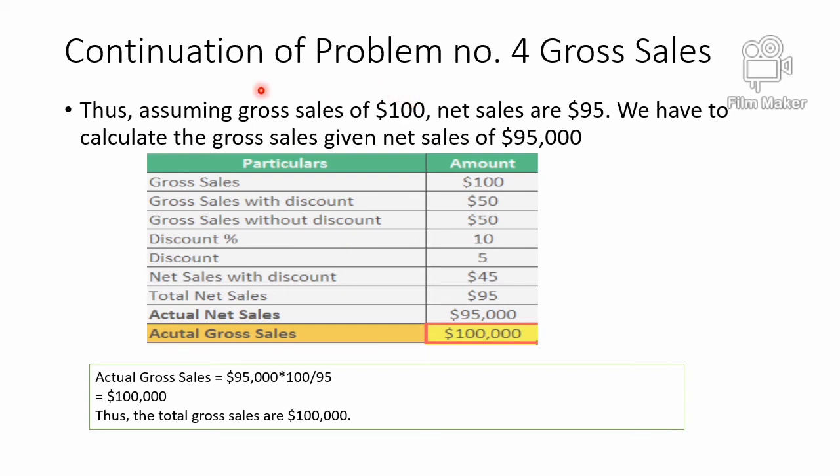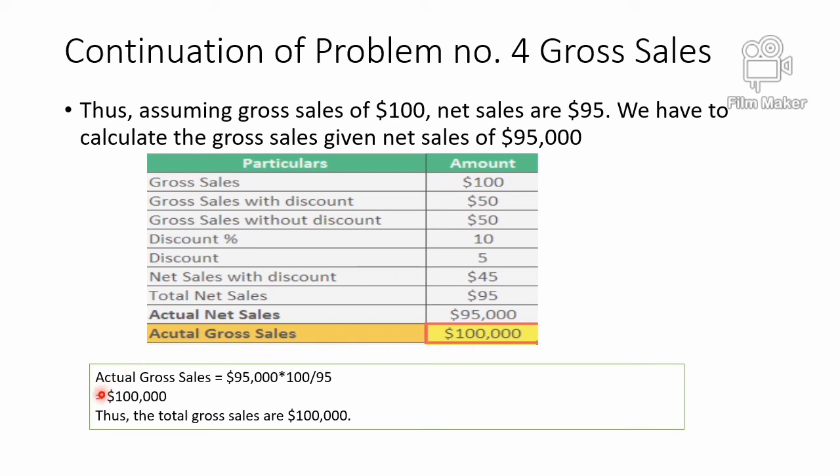So let's continue problem number 4 of gross sales. Thus, assuming gross sales of $100 and net sales of $95, we have to calculate the gross sales on a given net sales of $95,000. So gross sales is $100. Gross sales with discount is $50. Gross sales without discount is $50. Discount will be 5. Net sales with discount is 45. Total net sales is 95. And the actual net sales is 95,000. And actual gross sales is 100,000.